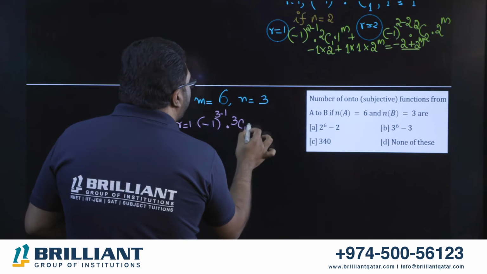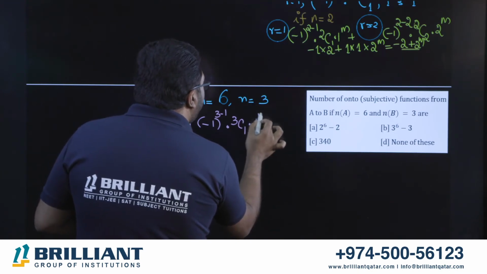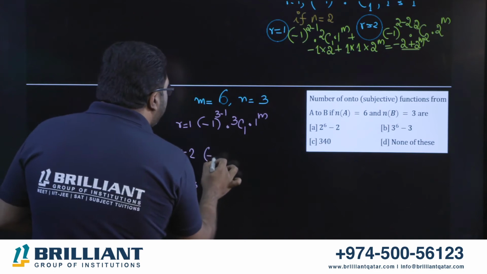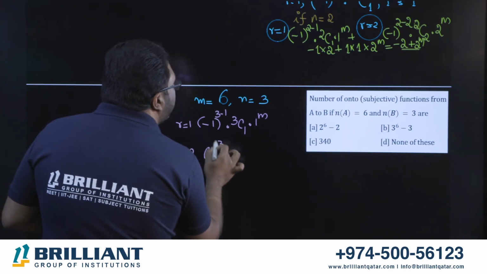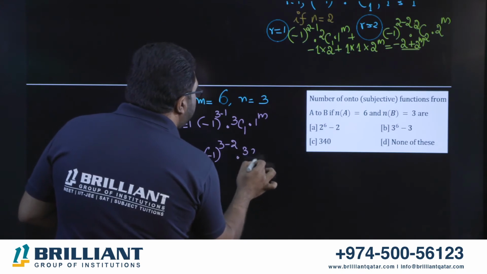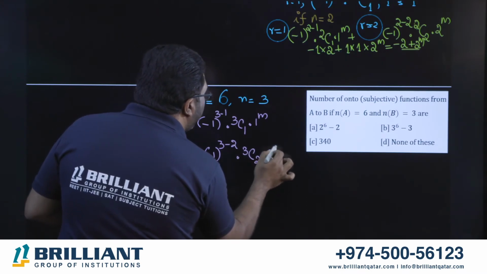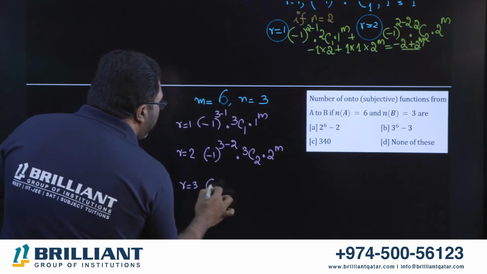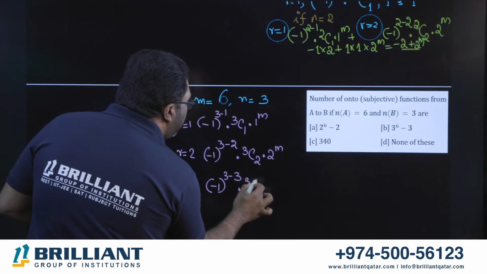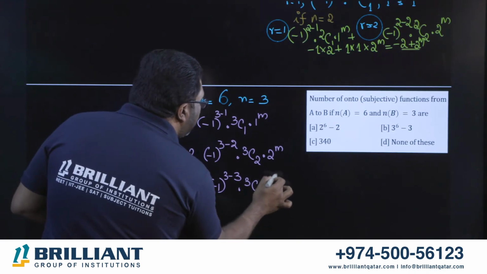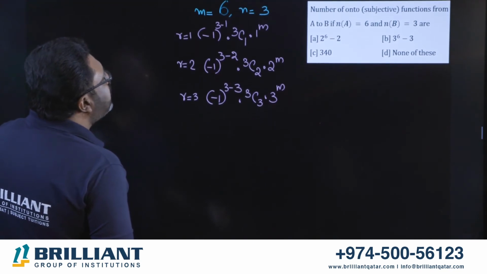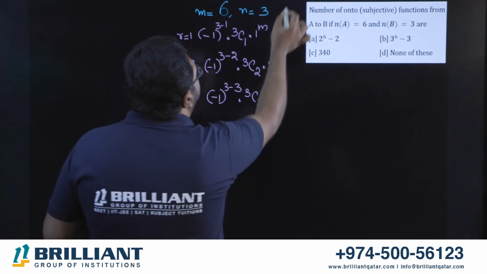Minus 1 raised to 3 minus 1 into 3c1 into 1 raised to m. Next one, minus 1 raised to 3 minus 2 into 3c2 into 2 raised to m. Next one, minus 1 raised to 3 minus 3 into 3c3 into 3 raised to m. Yes? Everybody clear with this?